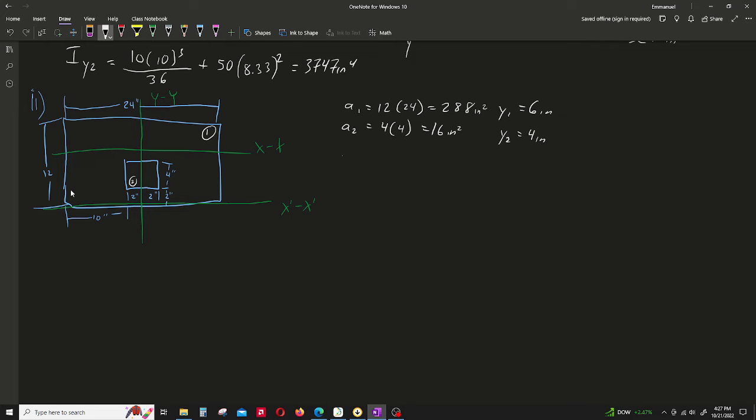And so therefore y bar is equal to the 288 times 6 minus the 16 times 4. Again, we're doing minus because it's a square cutout. And then we got 288 minus 16 for the total area, and we get 6.12 inches.